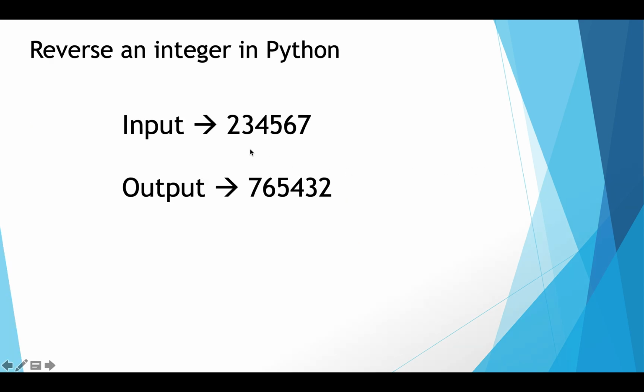I'm considering this 5-digit number 234567 as the input to the program that I'm going to code. I'm expecting my program to give out the output as 765432, because that's the reverse of the number I'm entering as input. Alright, I'm going to switch to PyCharm now, where I will begin coding the program.